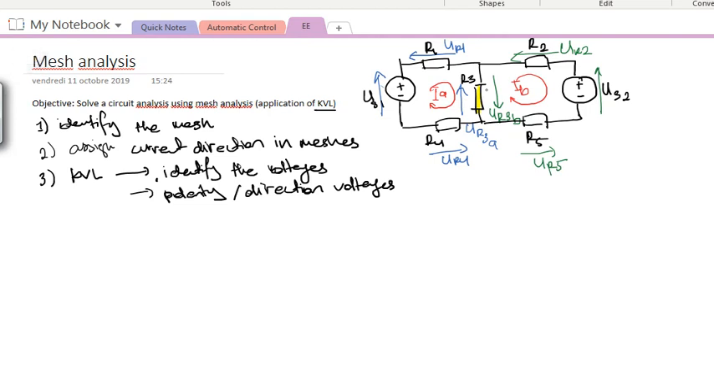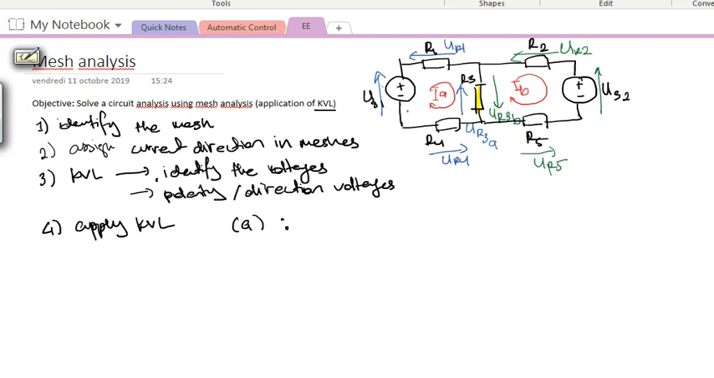So what would you do? What do we do next? Now you can write the KVL, right? Apply KVL. So let's write the KVL together. So apply KVL. There are two meshes. We have identified two meshes, so there will be two equations of KVL. The first equation is due to the current IA. So let's write down the equation.